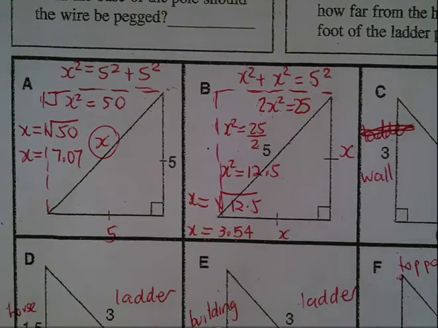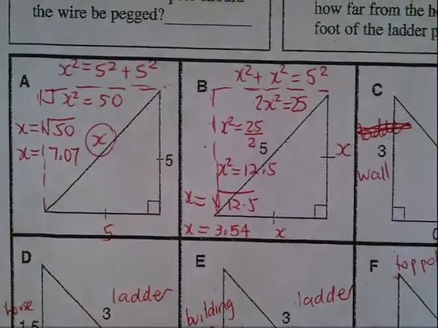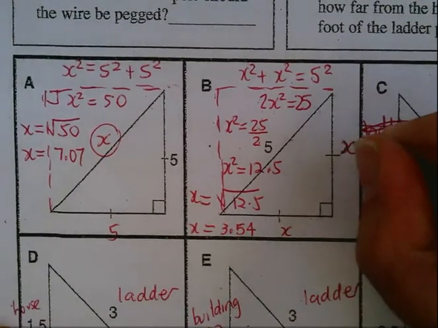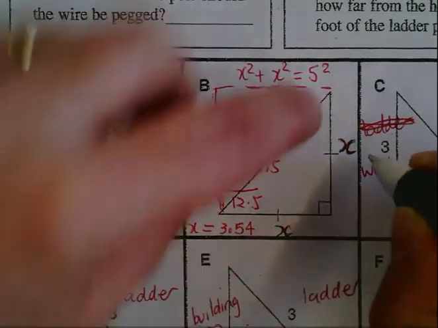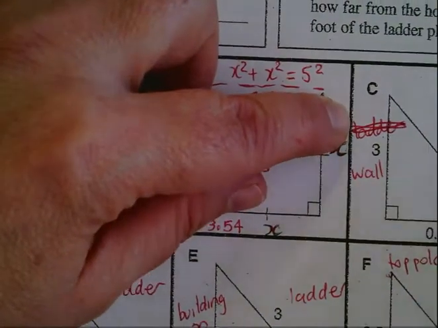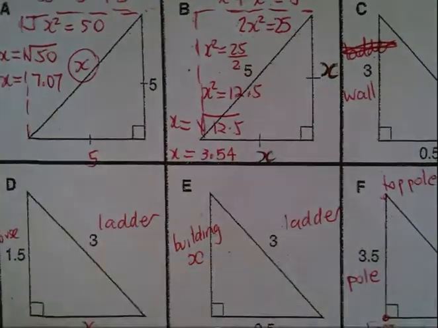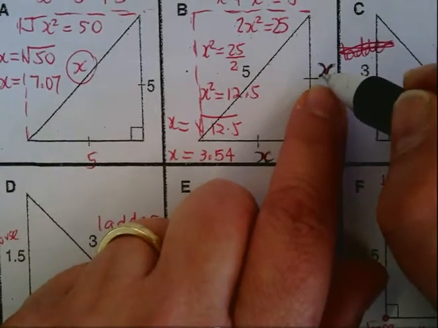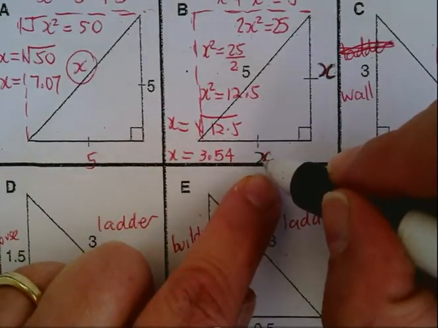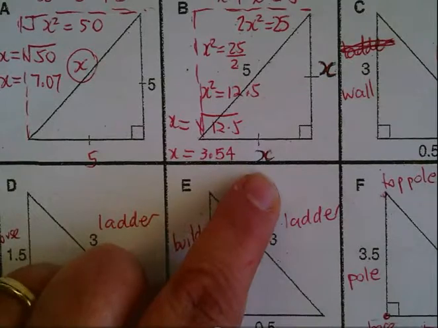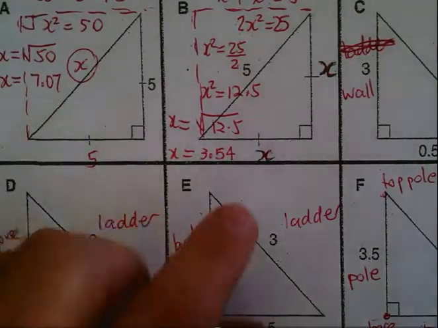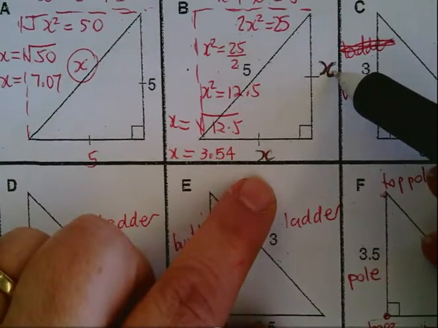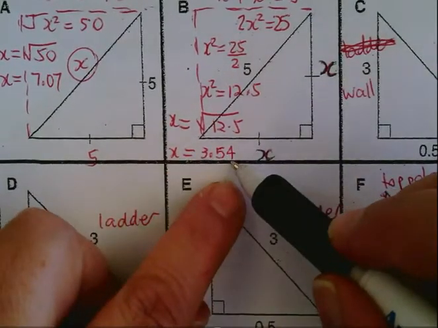You know how we think that x squared plus x squared is 5 squared? You know how we know that now x is 3.54? If you do 3.54 squared plus 3.54 squared, you should almost get 5. It might be a bit over 5, a bit under 5, because these are rounded off answers. You know how we got x is 3.54?